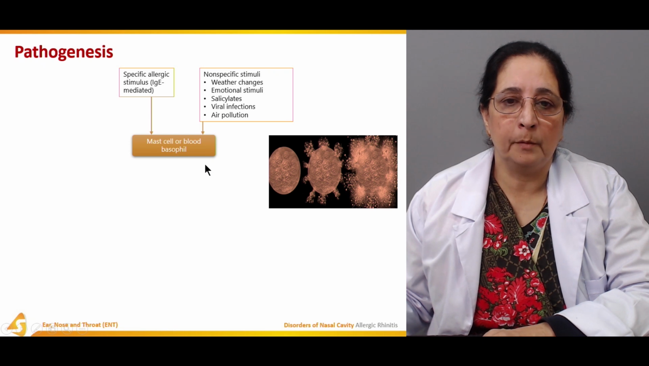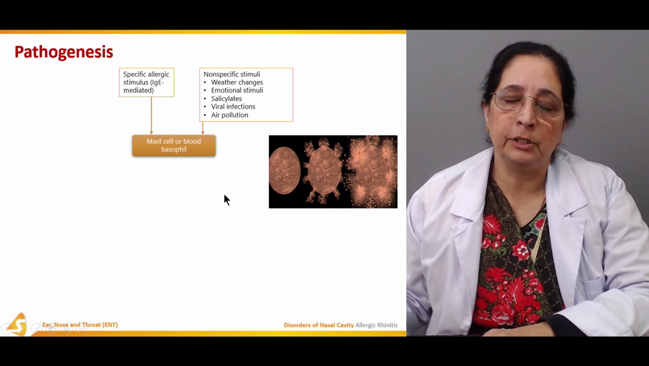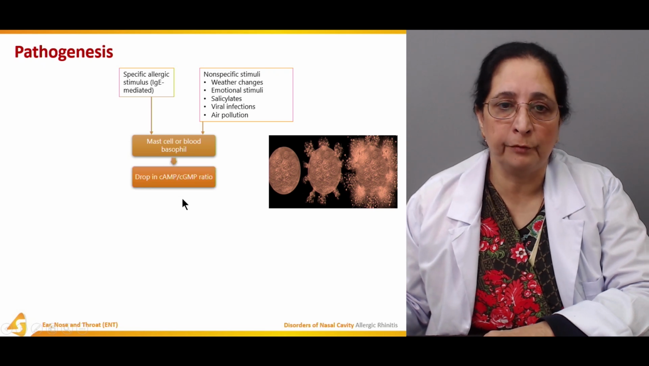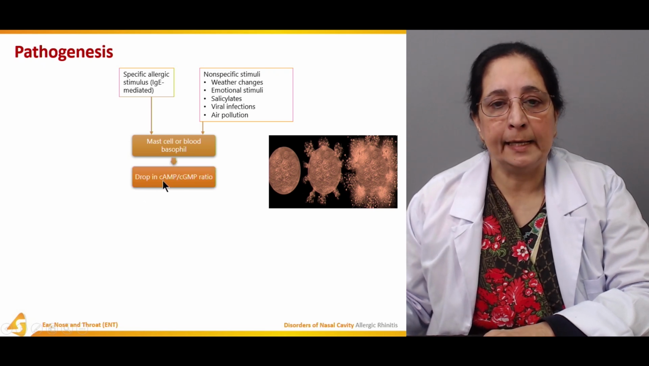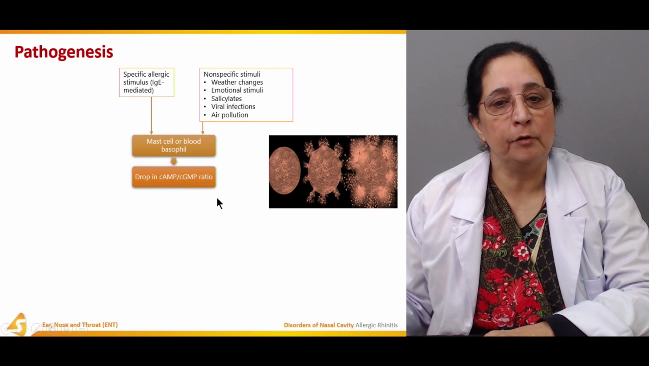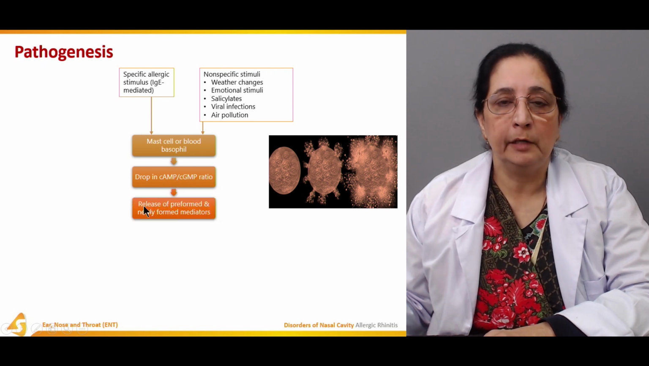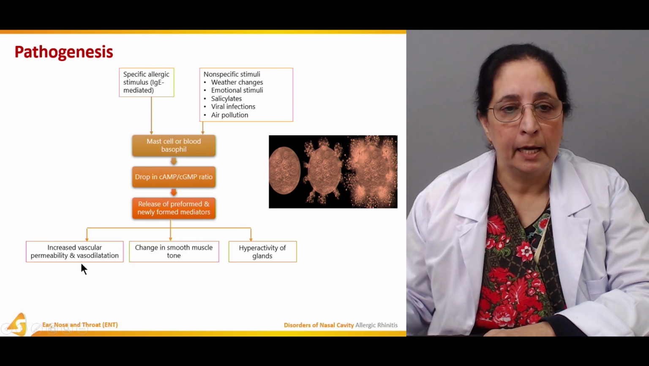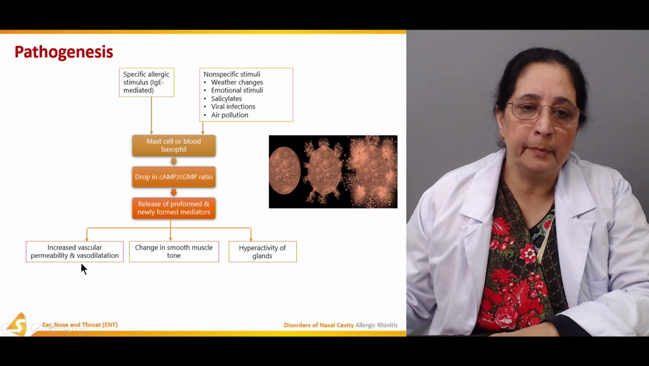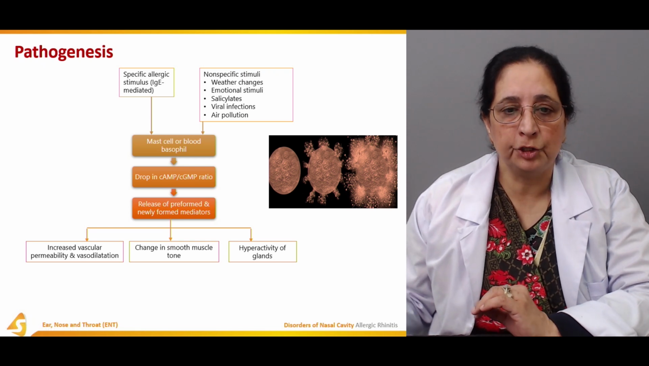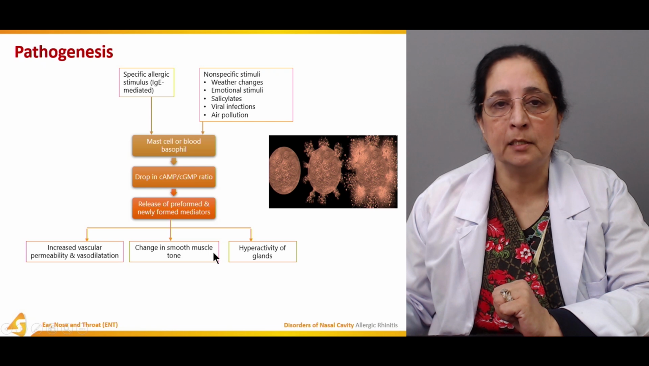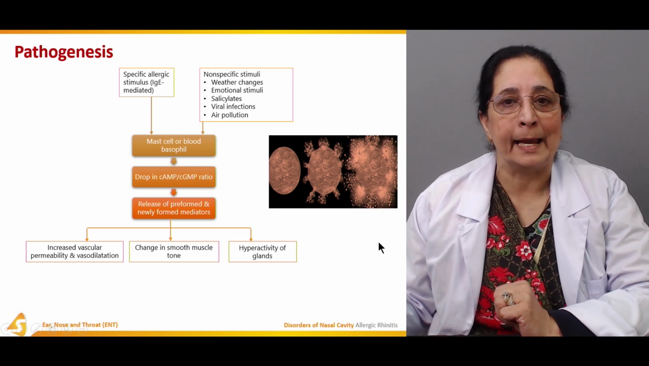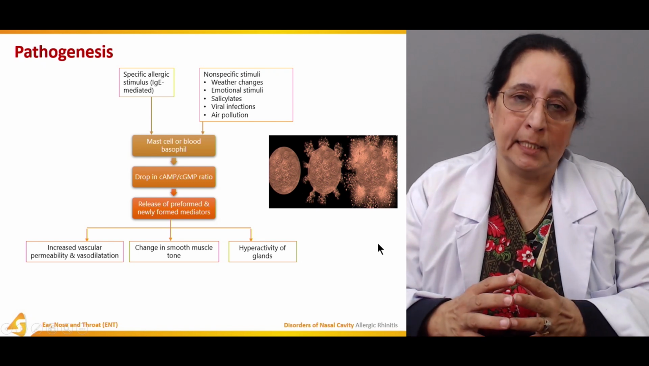Mast cell or blood basophils, so different factors act on the mast cells or the basophils. Drop in cyclic AMP GMP ratio. Also, there is release of preformed and newly formed mediators, and this can cause increased permeability, vasodilation, change in smooth muscle tone, and hyperactivity of glands. So different pathogenesis can occur.